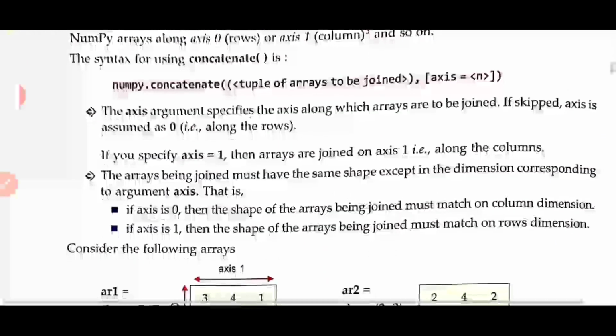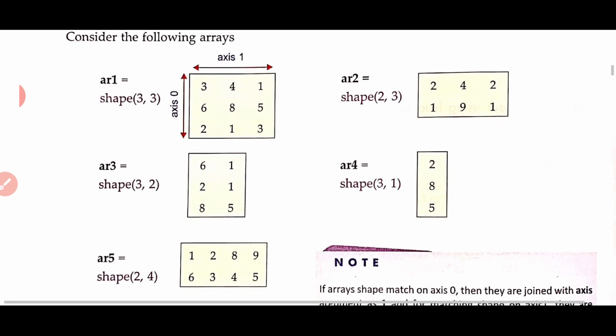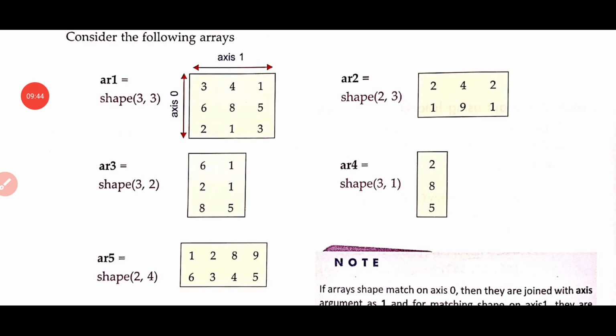See here the syntax for using the concatenate function: numpy.concatenate(tuple of arrays to be joined, axis=n). So axis is compulsory to write. See, with the help of examples it will be clear. ARR1 is equal to elements 3, 4, 1, 6, 8, 5, 2, 1, 3, and the shape of AR1 is equal to 3 comma 3.